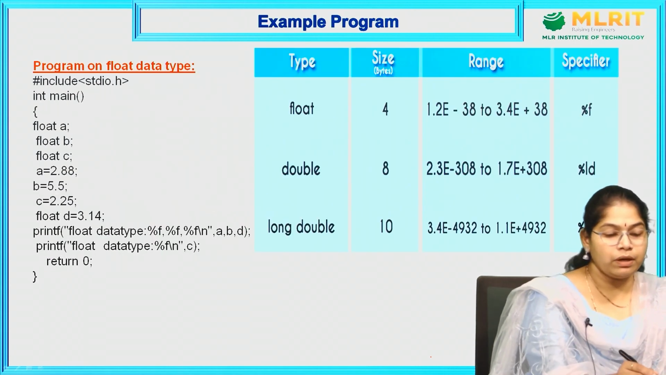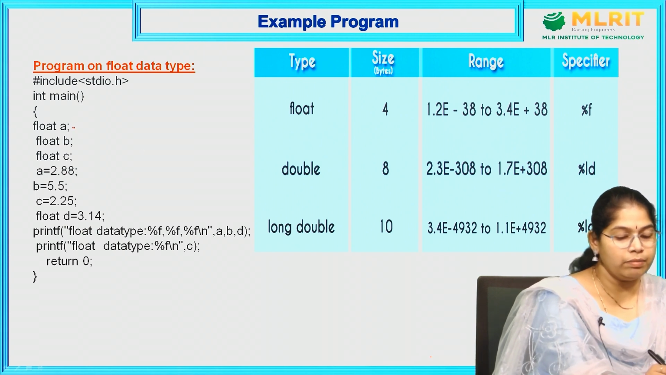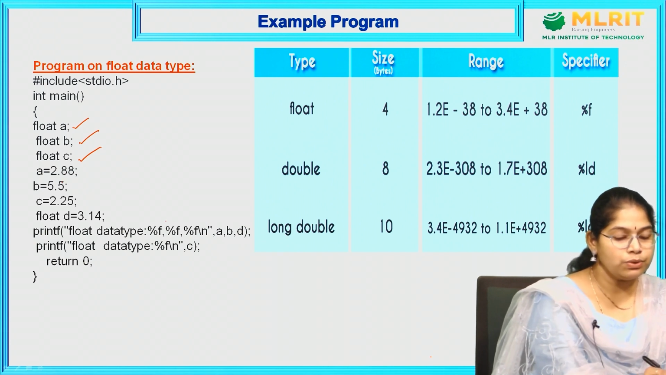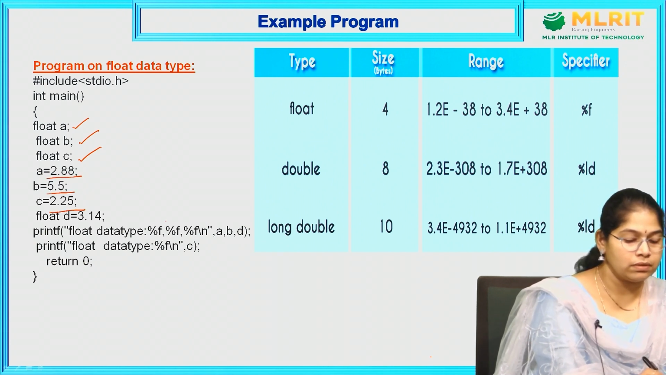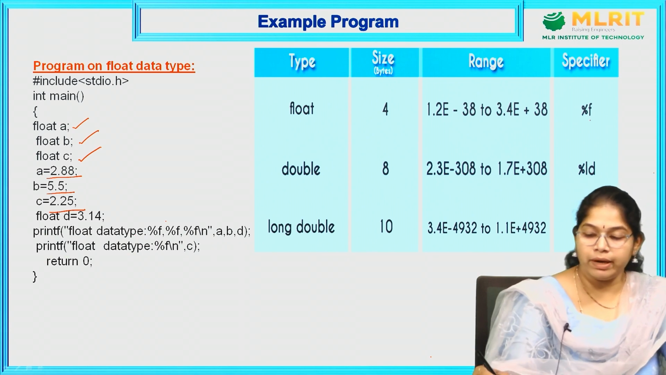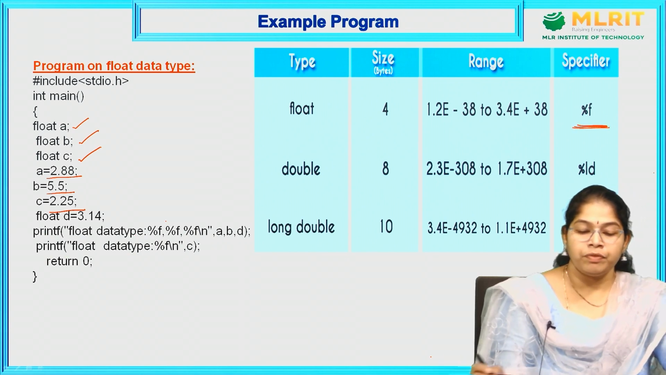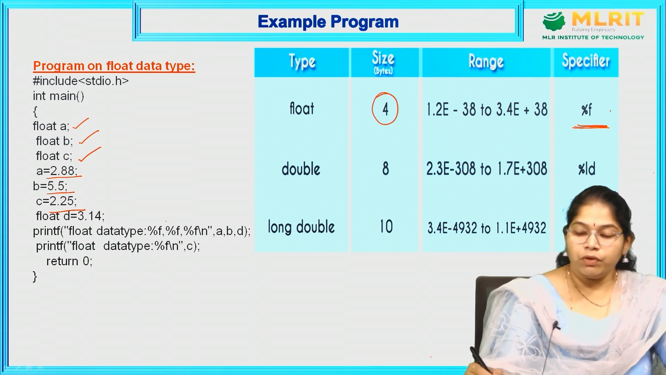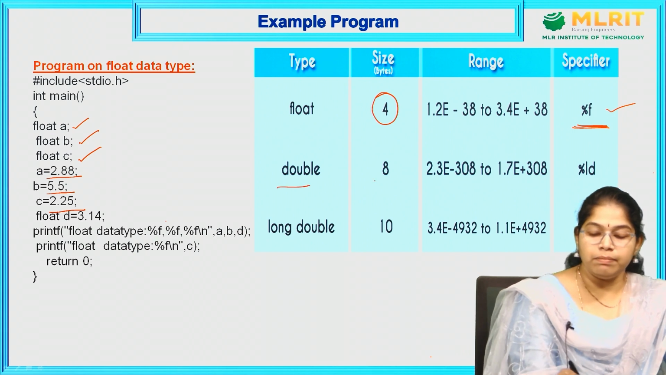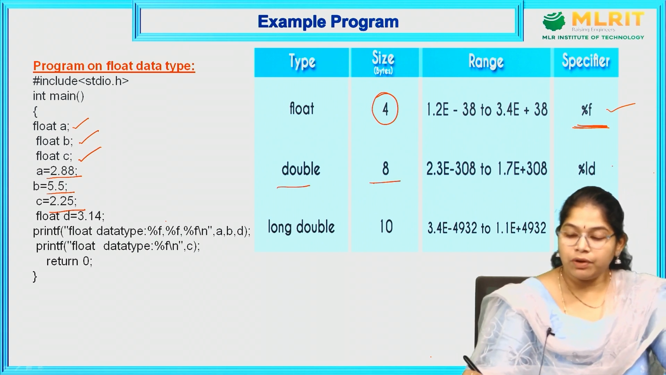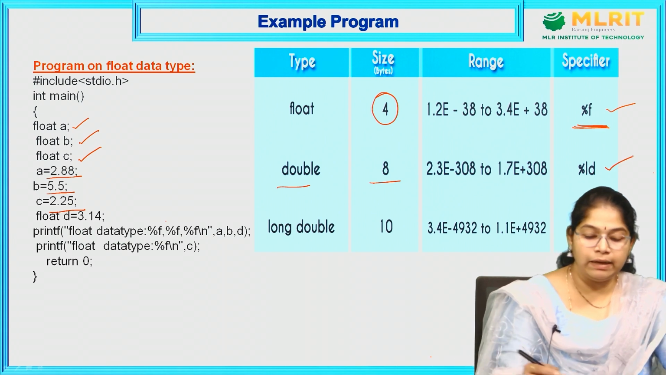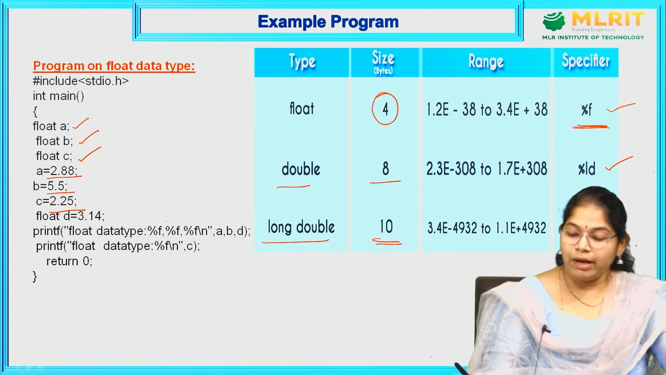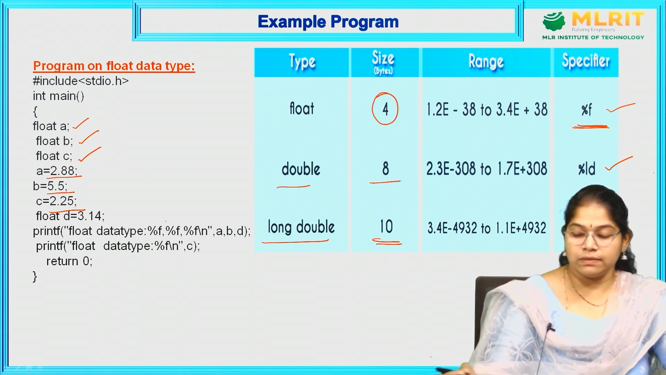Then a sample program on the float data type. Here I declared three variables, float A, float B and float C, which are used to store floating point values. The float data type format specifier is %f, and the size of the float data type is 4 bytes. For double, the size is 8 and the format specifier is %lf. And for long double, the size of the data type is 10 bytes, and the format specifier for that is %Lf.